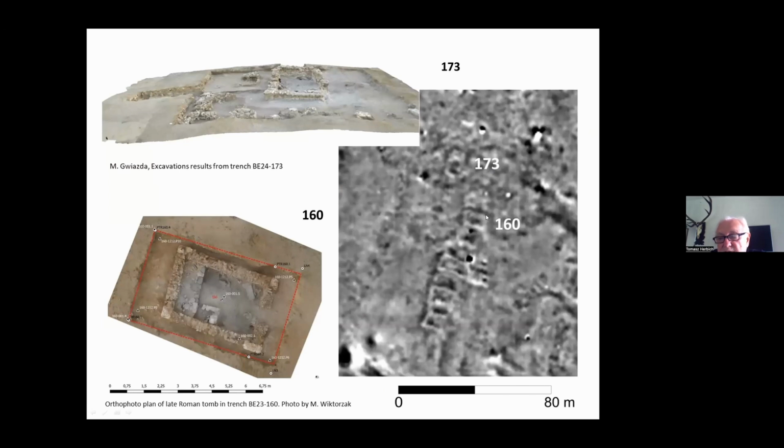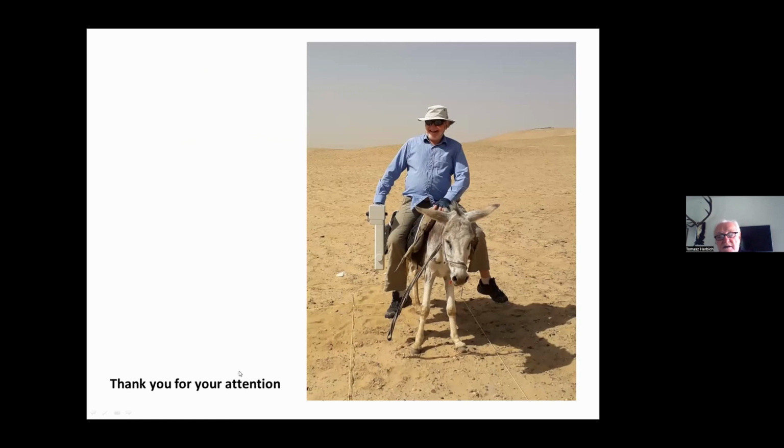And two examples of verification, tomb in the trench 160, as you see, exact correspondence of the wall to the outline of the anomaly. Another tomb 173, which is unique because its longer axis is perpendicular to other tombs. Again, you see the image of the tomb after excavating. So thank you for your attention. As you see, we constantly work on improving the methodology of our work to have results more reliable. Thank you.